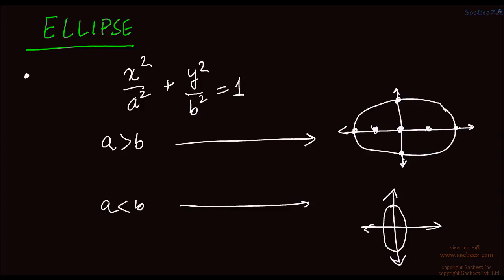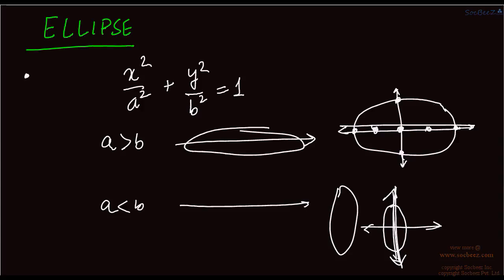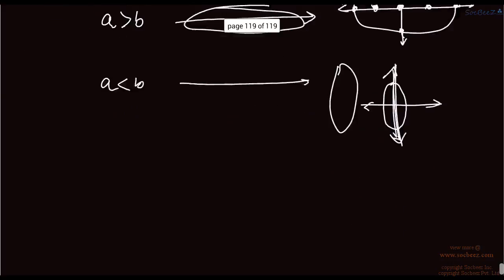So if a is greater than b, then it will lie on the x-axis. If a is less than b, then it will lie on the y-axis. It will be like this, oval at the y-axis. If a is greater than b, then it will be oval on the x-axis. Okay, so I'll move on.